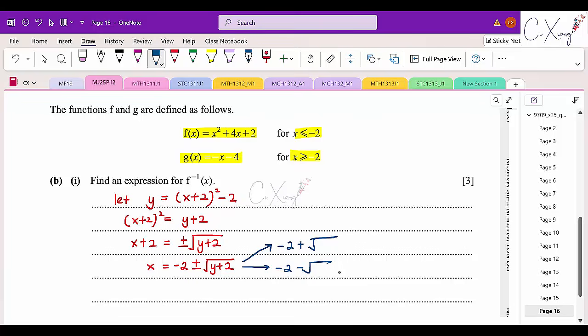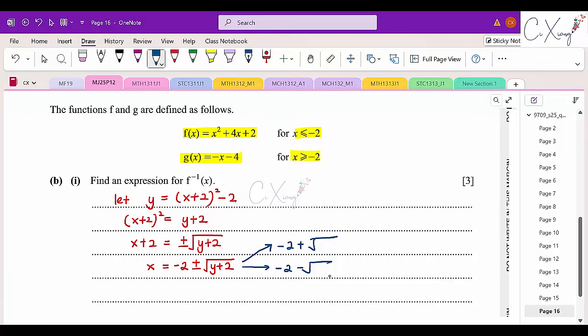So only one will be the correct answer. So why do we need to choose only one answer? It is because of the inverse function. To find the inverse function, your original function must be 1 to 1, right? Yeah. So same thing happens here. When you want to get the inverse function, you must only have one answer, cannot accept both of them.